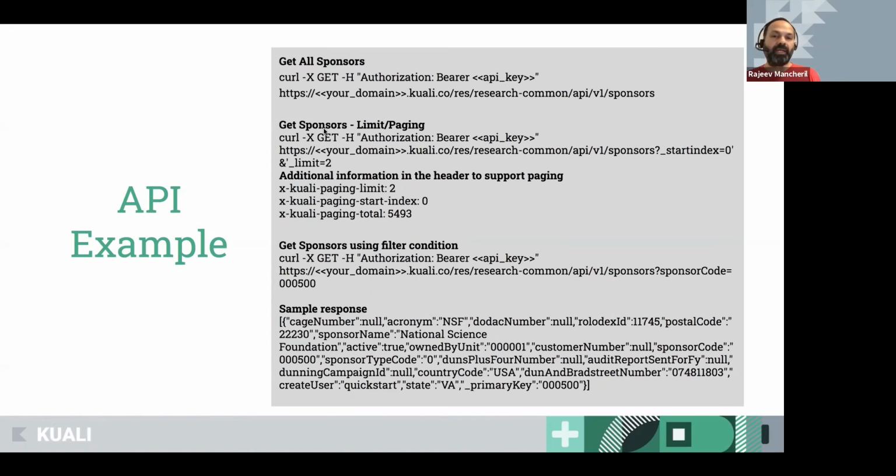For that, we have already implemented paging, and you can use that option to limit your results. Basically, you can specify the start index and the limit. We have already included all the information in the response header that indicates how many pages you have to navigate. So you can change the start index and navigate through the pages to pull all the records, and it'll be clean and easy to navigate through all the results. Also below is an option for how we can filter the results, giving a sponsor code and filtering that record by the sponsor code.